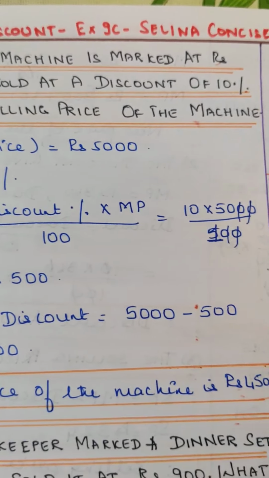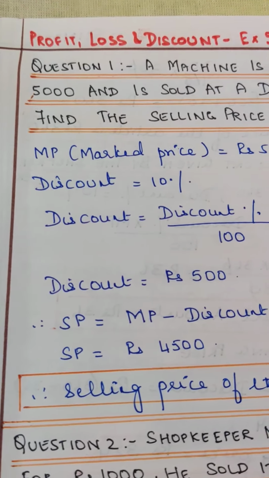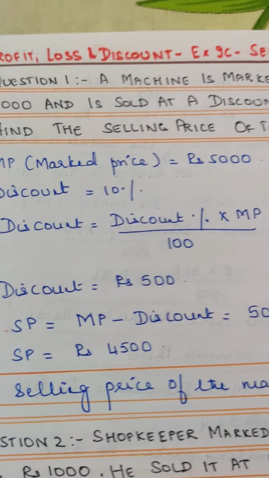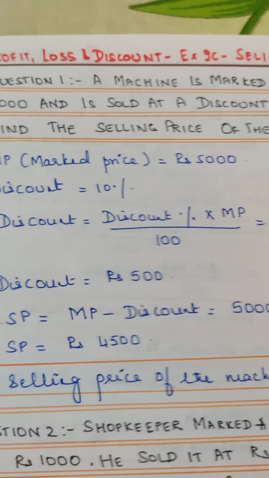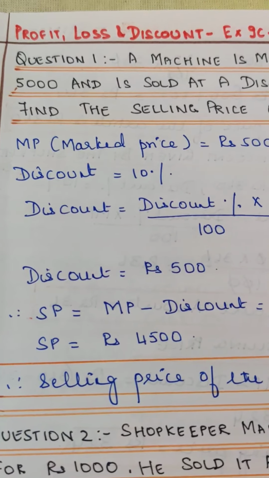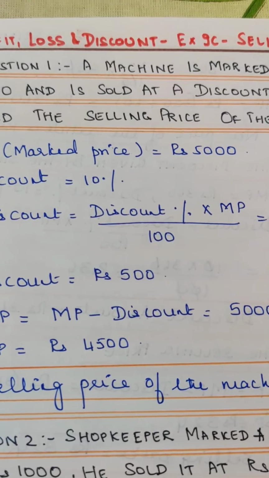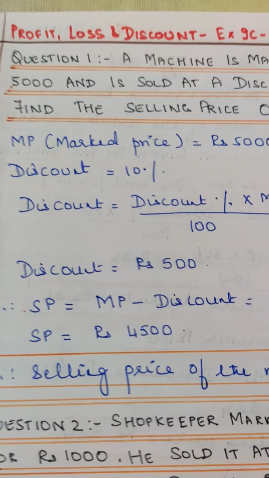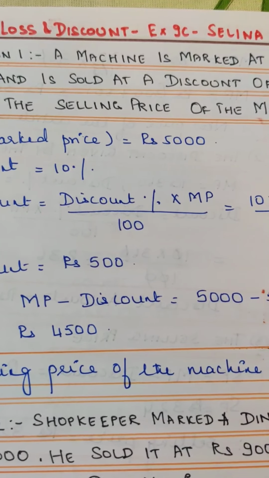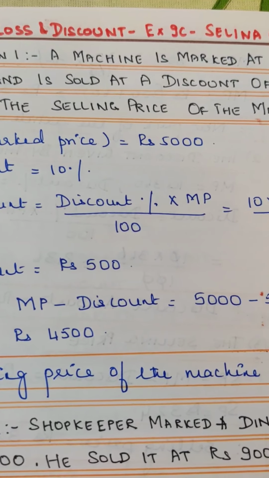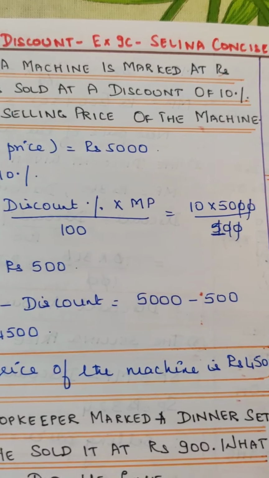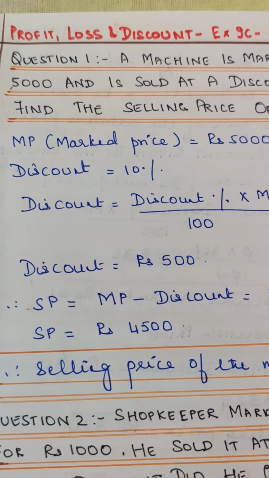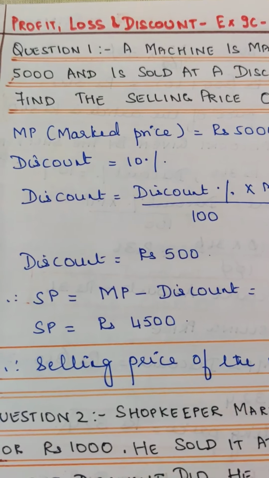Question 1. A machine is marked at rupees 5,000 and is sold at a discount of 10%. Find the selling price of the machine. Very easy. What is the mark price? Mark price is equal to 5,000. Discount is equal to 10%. Discount is equal to discount percent into marked price by 100. That is the formula. Therefore, 10 into 5,000 by 100. When you simplify, you get discount is equal to 500.